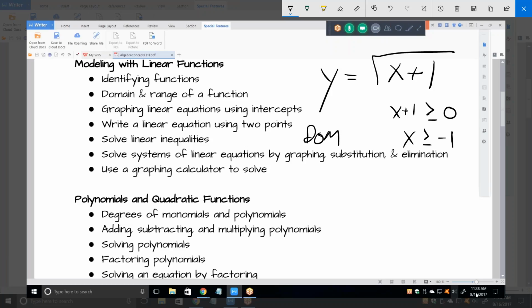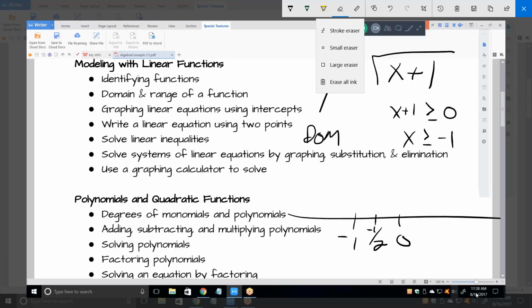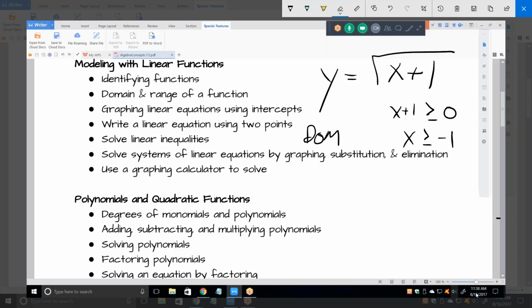And if you'll notice, that's all x has to be, is greater than or equal to -1. Notice that -1/2 is greater than -1, right? On a number line, there's -1, and -1/2 is right there. In other words, -1/2 is greater than -1. And can I use -1/2? Yeah, because -1/2 plus 1 would be +1/2, and then I'm taking the square root of a positive number.